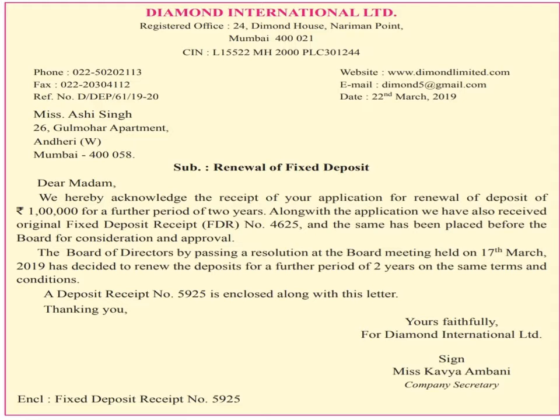The Board of Directors, by passing a resolution at the board meeting held on 17th March 2019, has decided to renew the deposit for a further period of 2 years on the same terms and conditions. A deposit receipt number 5925 is enclosed along with this letter. Thanking you, yours faithfully, Company Secretary.